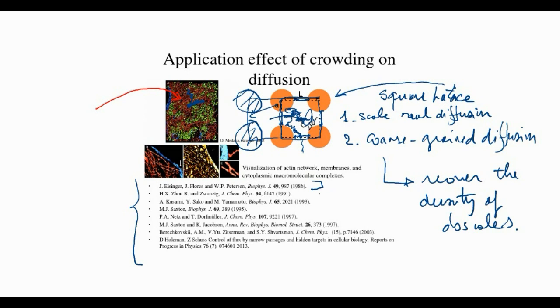Then in the 90s, there was this fundamental work of Kuzumi about visualization of the 3D membrane. Then the theoretical work of Zach Stone, which gave fundamental principles for anomalous diffusion and diffusion in general. And we summarized properties of diffusion in a recent review about control of fluxes by narrow passages and hidden targets.